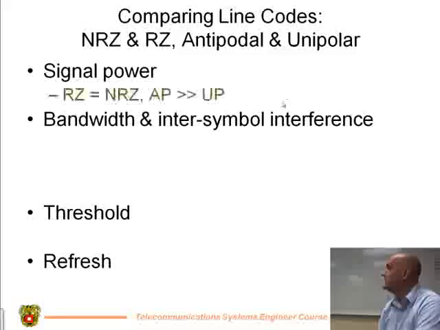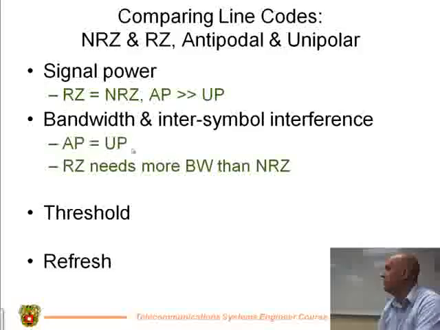Okay, so if we look at this, the signal power, RZ has the same power as NRZ, but antipodal or bipolar is much greater signal power than unipolar. You can figure the signal power is the average power of each value of 0 and 1. So like bipolar, the average power is 25 if we're using 5 volts, right? Because it's plus and minus 5 volts. Unipolar, the average power is the average of 0 watts and 25 watts. So average power is 12.5 watts. So bipolar is much, much greater than unipolar.